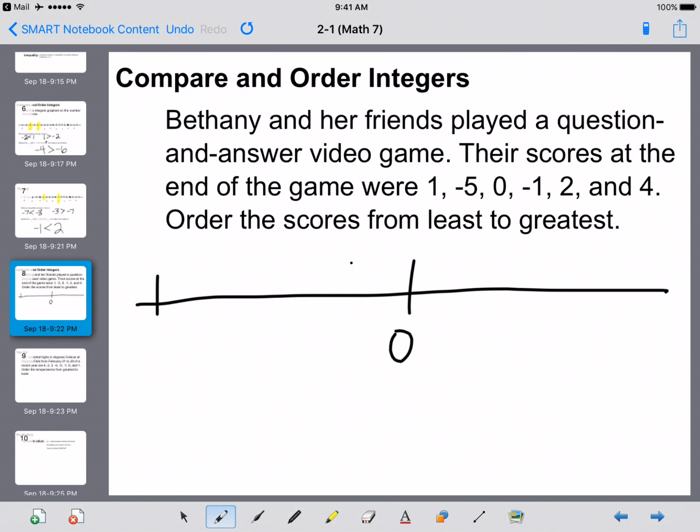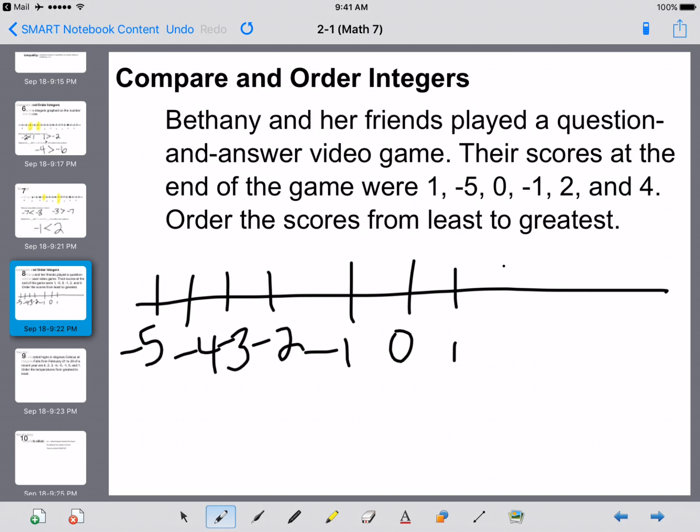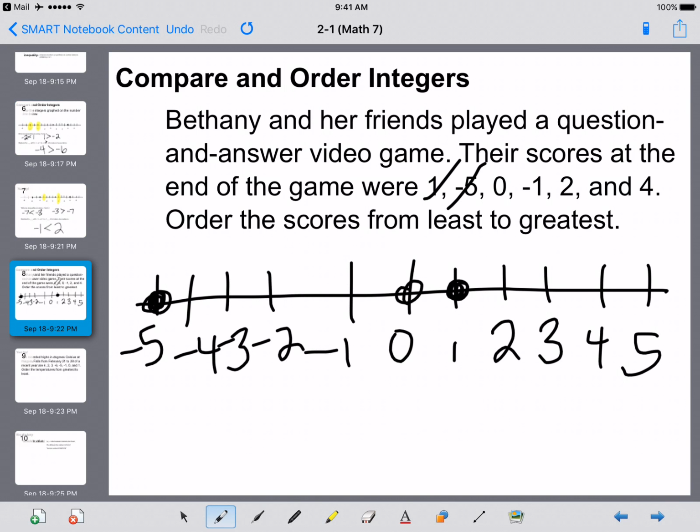So I've got 0. I've got to go backwards, -1, -2, -3, -4, -5. I'm going up 1, 2, 3, 4, 5. So now I can just graph my numbers. So 1, there's a coordinate, -5, got it, 0, got it, -1, boom, +2, boom, and 4, boom.